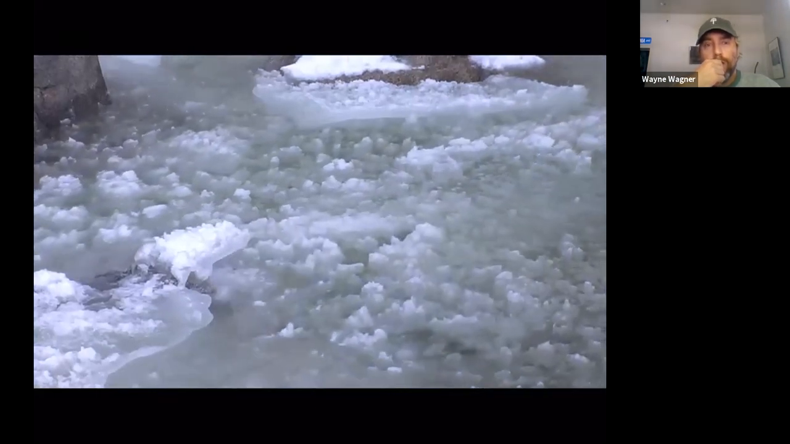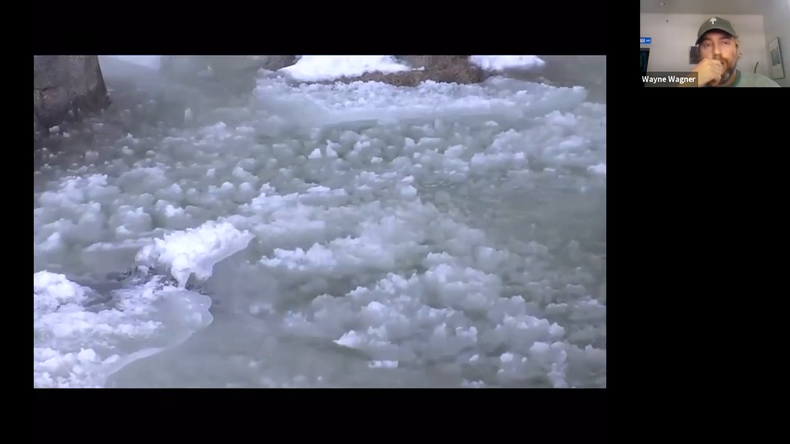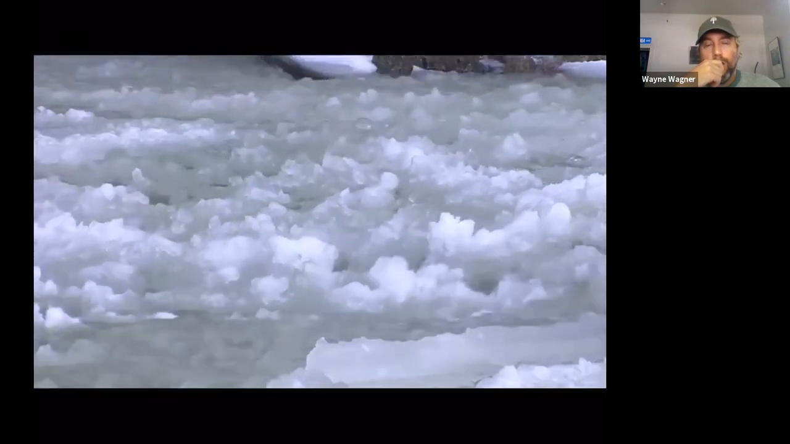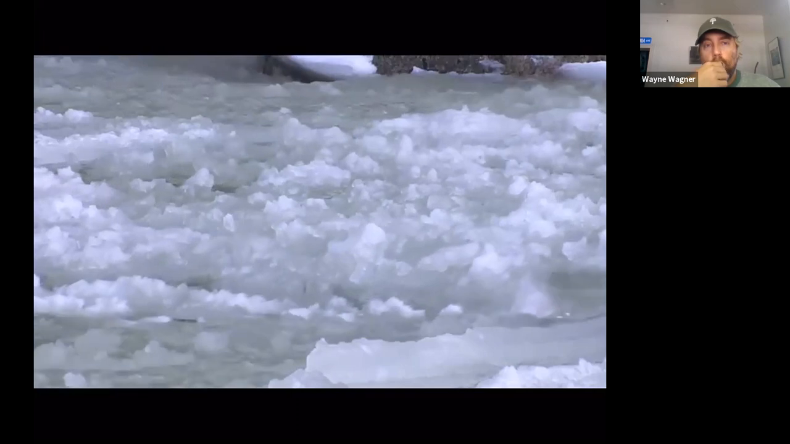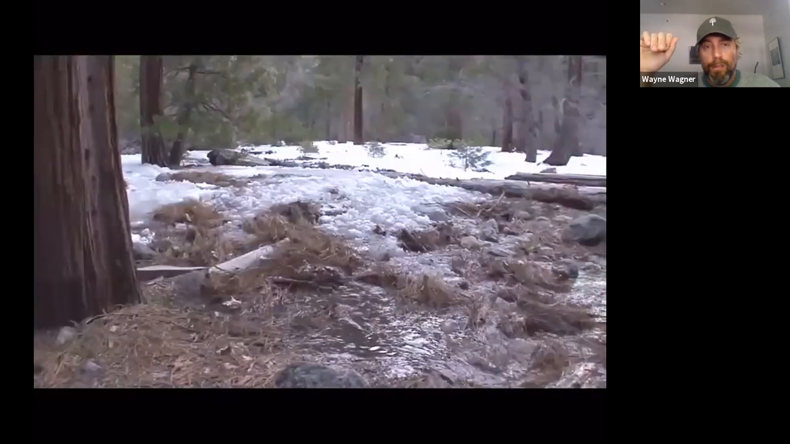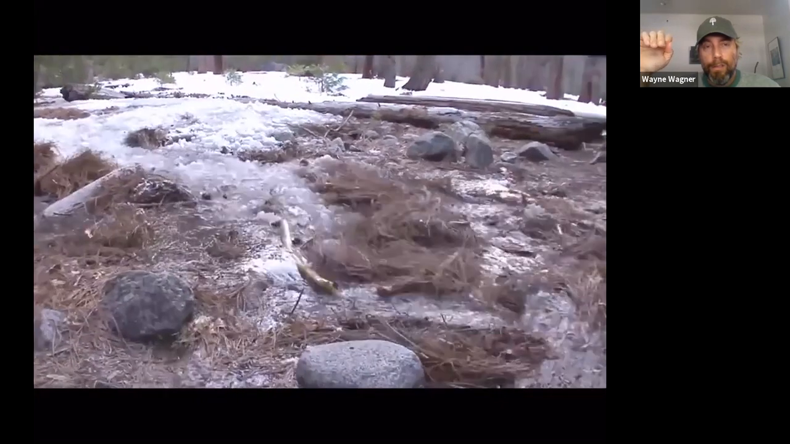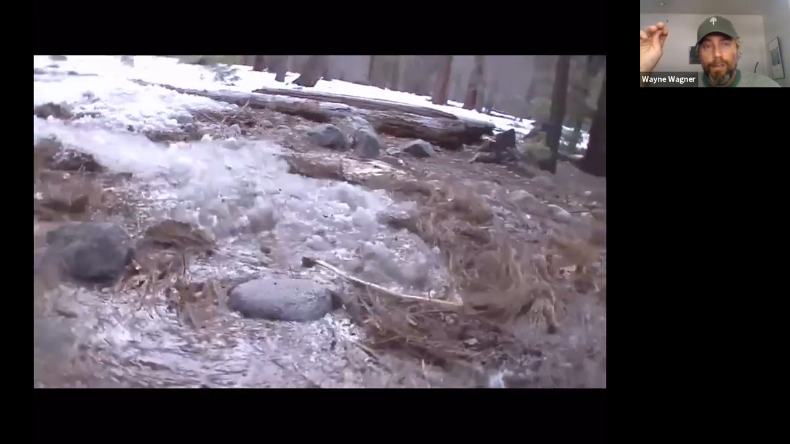If you can imagine in your mind a giant Slurpee machine putting out millions of gallons of Slurpee into Yosemite Creek, it's amazing. It's not snow, it's not ice, it's something in the middle, and to watch it move underneath a Yosemite Creek bridge is pretty incredible. This is one of the more unique phenomena that you'll see in Yosemite if you're lucky enough to be here in March and April, which is the prime season for this.